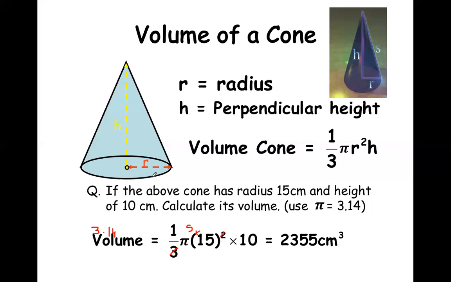And if they ask you, if you turn the cone upside down, how many milliliters or how many liters of water could you put in there? You would divide that by 1,000 because that would be milliliters. So you would say 2.355 liters of water can be held inside this cone.